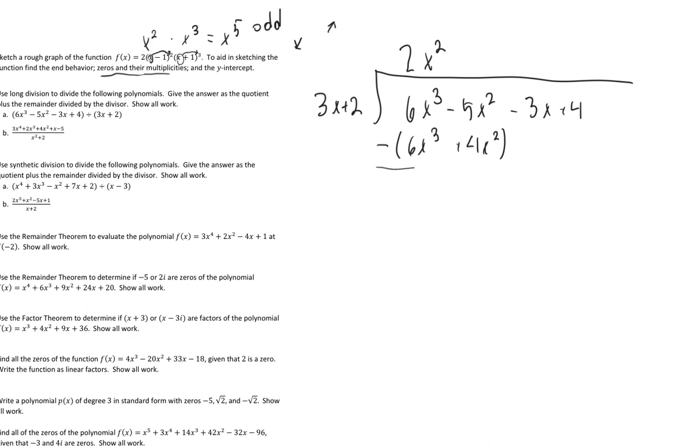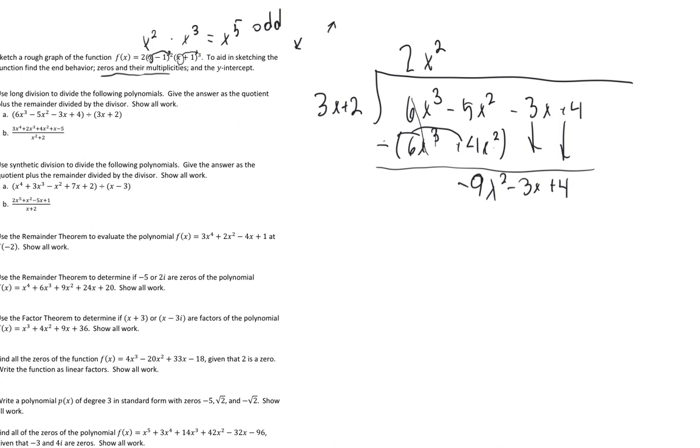So when I subtract them, these cancel. So I get 0x cubed. And right here, I've got minus 5x squared minus 4x squared. This minus is from right there. It gets distributed. So you get minus 9x squared. And we'll just carry down the rest. Minus 3x plus 4. So now we're going to do the same thing.